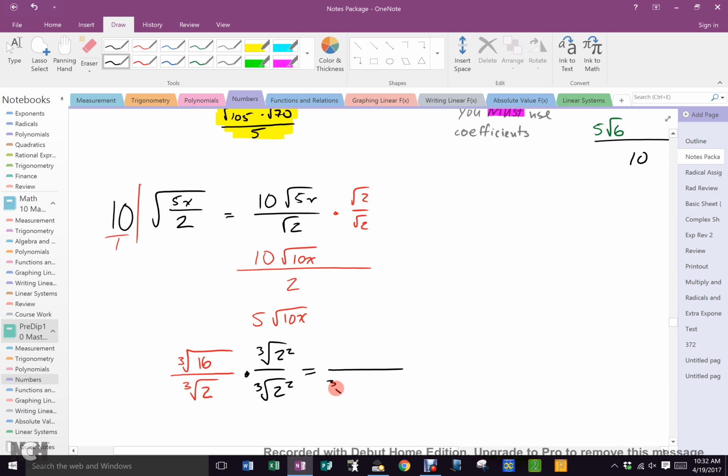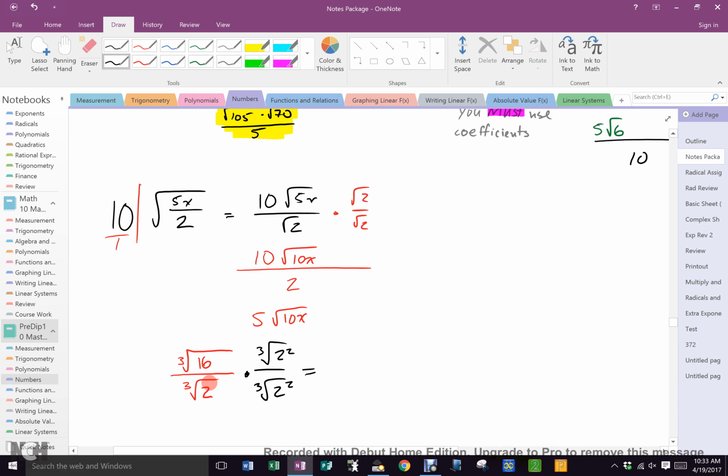Now I get the cube root of what? 2, and then 2 more 2's. 2 cubed, yes? Now do I have a group of 3? So that would just be 2. Does everybody see that trick? It's tricky, right? Because you want to just do the same thing. Oh, it's radical, I just got to multiply by radical. I'm done.